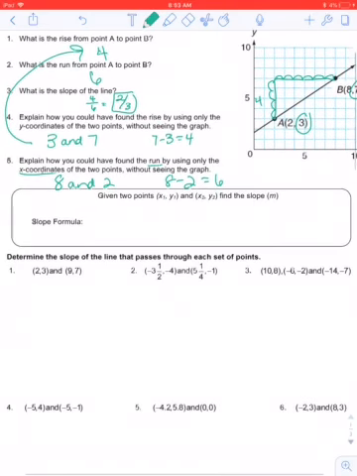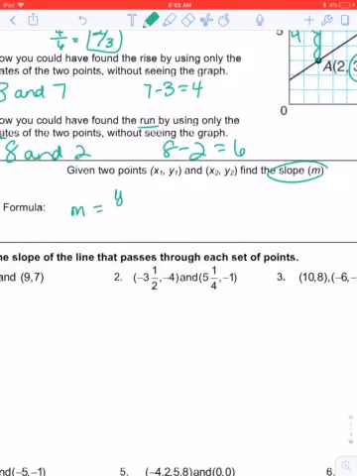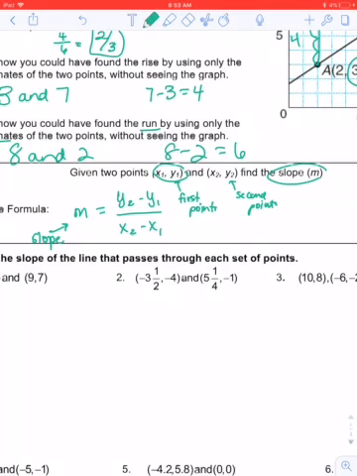Okay? So in this box, it says given 2 points, x1, y1, and x2, y2, find the slope m. The slope formula is m equals y2 minus y1 over x2 minus x1. Okay, remember m stands for slope. These little subscripts, the 2's and the 1's, those just tell you which point you're referring to. So notice the first point has 1's on it, and the second point has 2's on it. As long as you keep those straight, this formula should work every time.